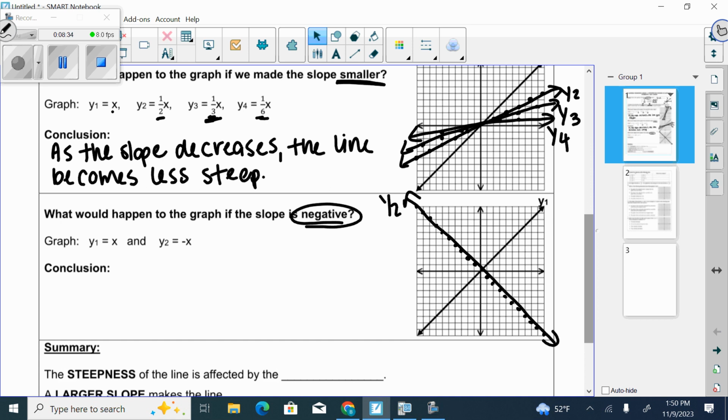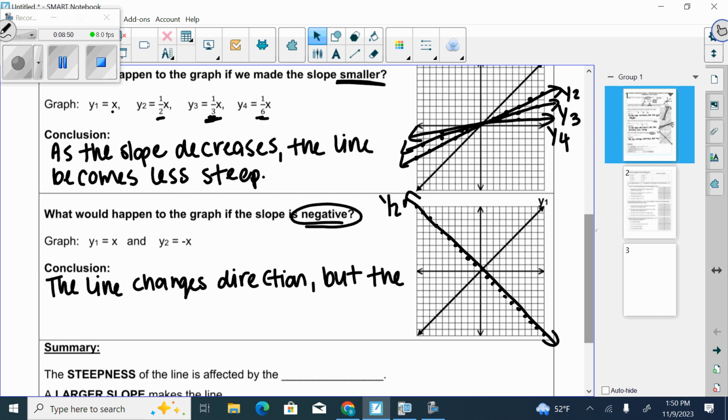In other words, we could say the line changes direction, but the steepness is the same.